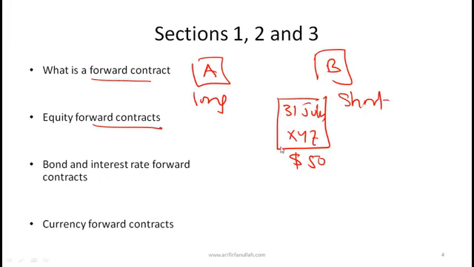If the underlying is a bond, then it's a bond forward contract. We can also have forward contracts on interest rates, which are called forward rate agreements. We can have forward contracts on currency, where A says that on 31st July I want to buy $10 million at 93 rupees to the dollar. So all of you knew this already. This is just the foundation that we will build on.